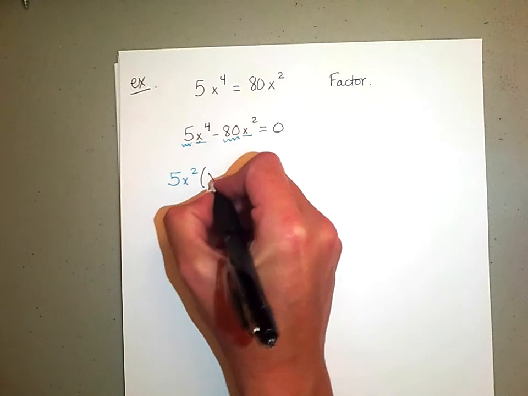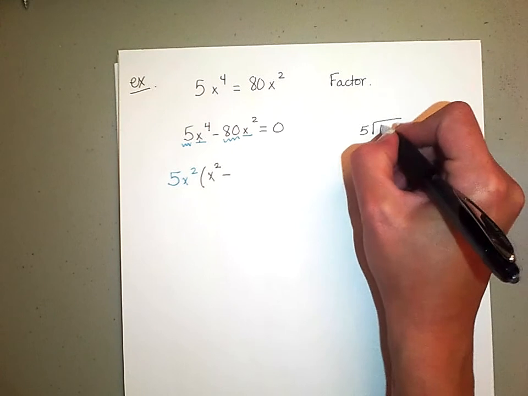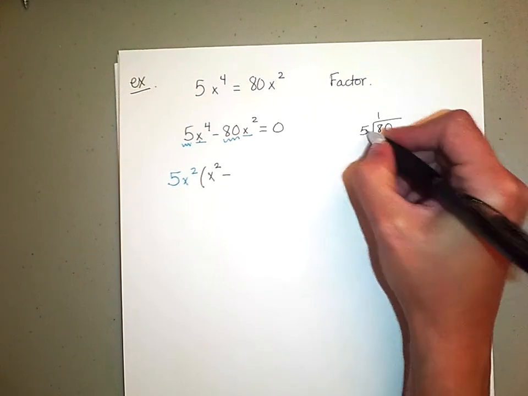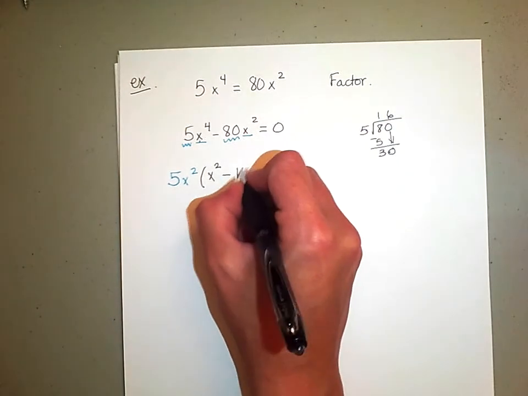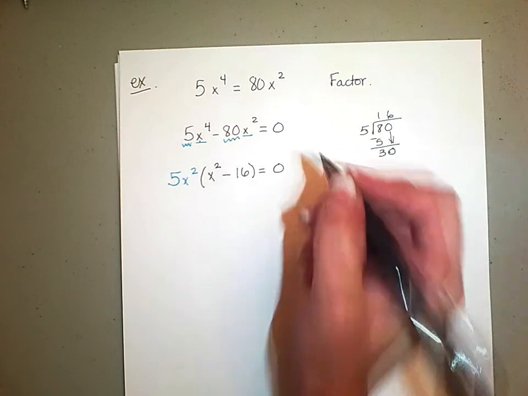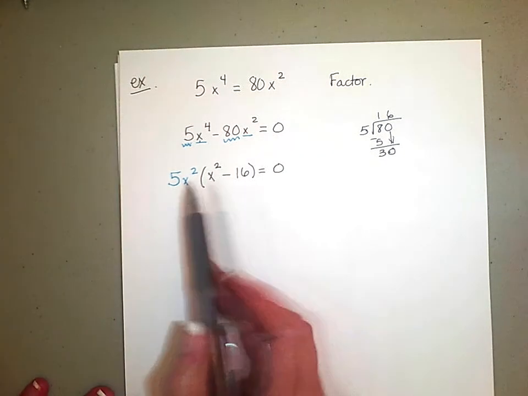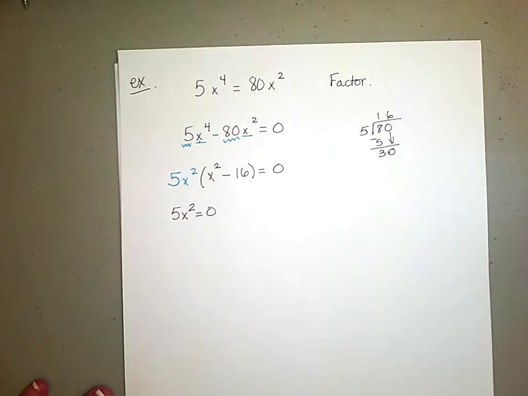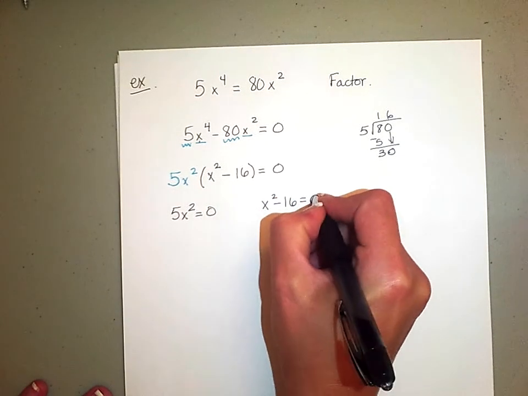So once I factor that out, then the first term here I'm left with x squared, and then minus 5 goes into 80 16 times. Equals 0. Now that it's factored, what we can see then is I have two things being multiplied together, so either the first thing is equal to 0 or the second thing is equal to 0, our second factor.